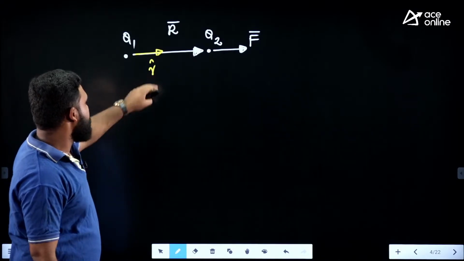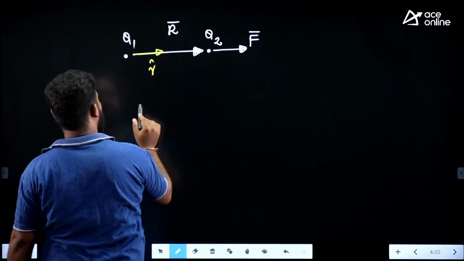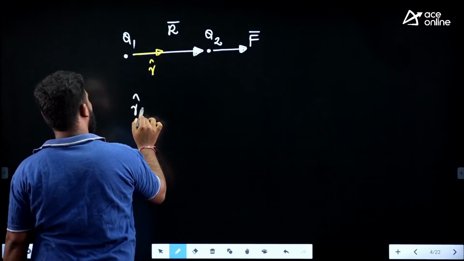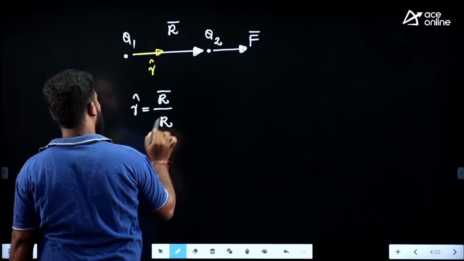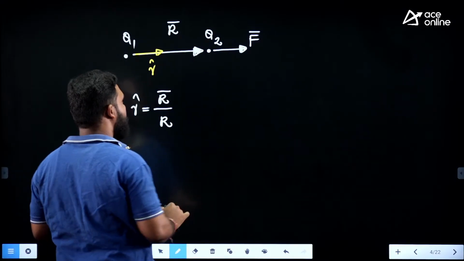So it is a unit vector. What is a unit vector? Vector by its magnitude. How can a unit vector be written? Vector by its magnitude. This is a unit vector. Let me go back here.